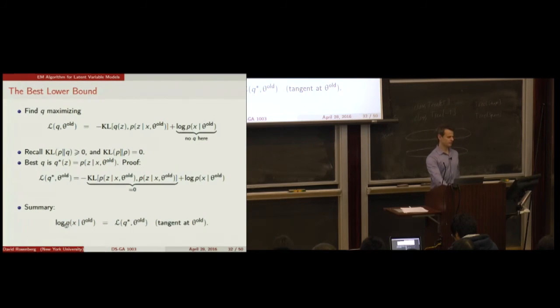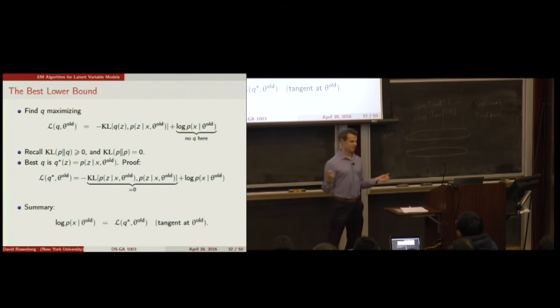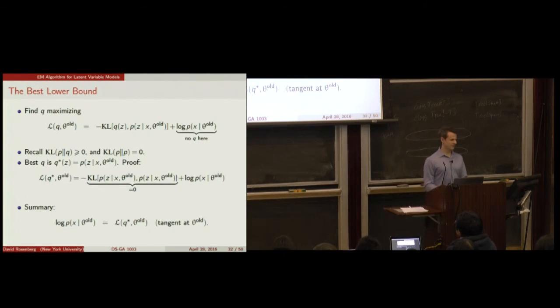So now we have this equality. If we plug in Q star, then this is an equality. So is there something odd about this? It's a lower bound, and then I'm saying it's equal. Are we done? What's the gap here? It's just an equality at one particular theta, at theta old. It's not an equality everywhere. This expression was for a fixed theta. That's important.